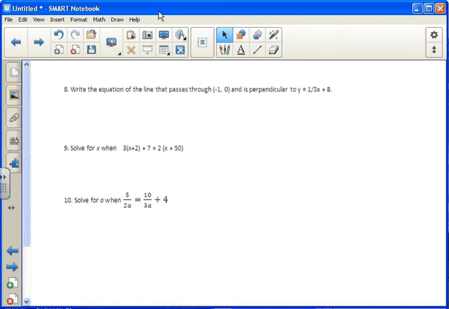This is part 2 of the Advanced Functions and Modeling review for test number 1. If you need help on questions 1 through 7, make sure you see part 1 in another video.